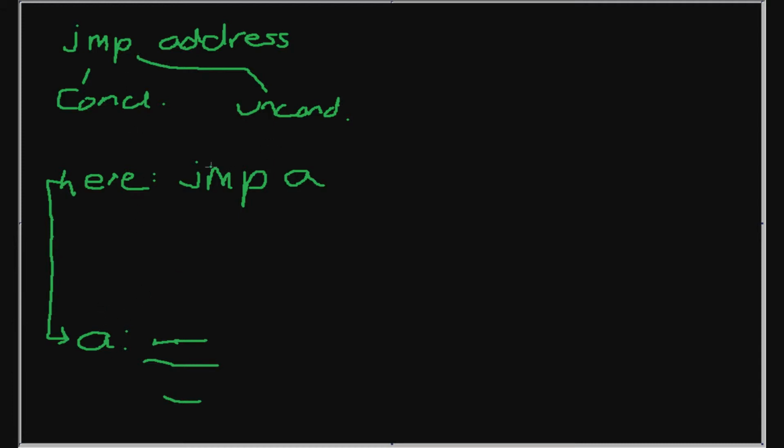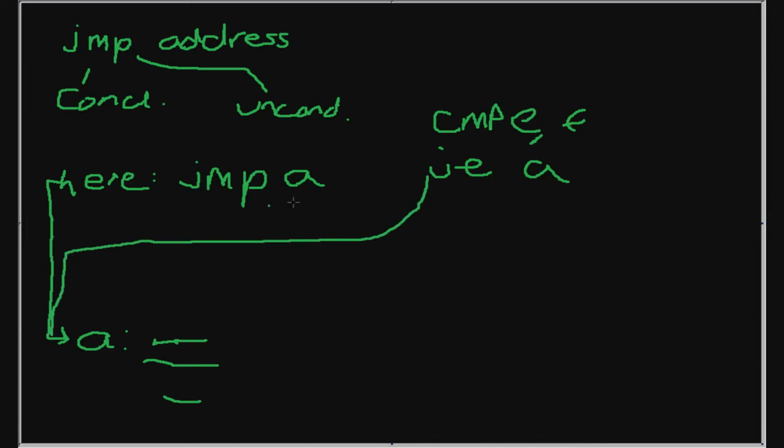However, when you have the conditional jump, like say jump if equal, we're going to jump to A if the values beforehand are equal. So let's say we are comparing two values, E and F. If E and F are equal, we're going to A. Otherwise, if they're not equal, then we're going to execute some code between here and A, at B.